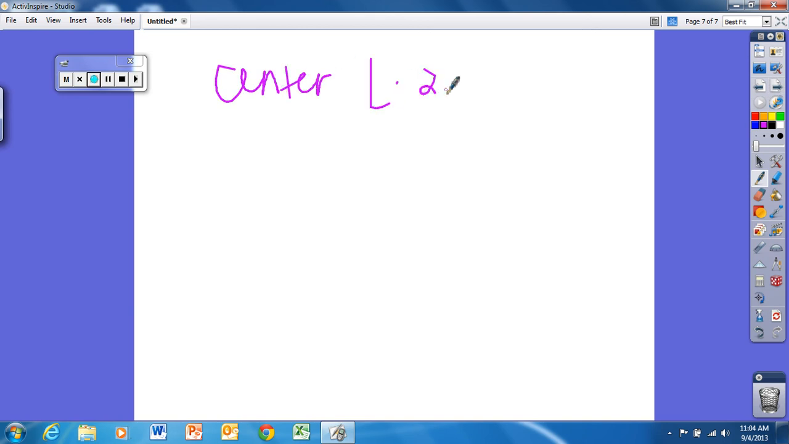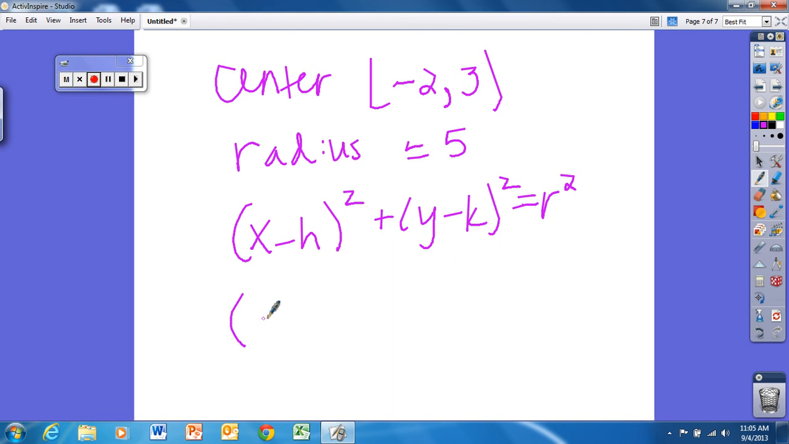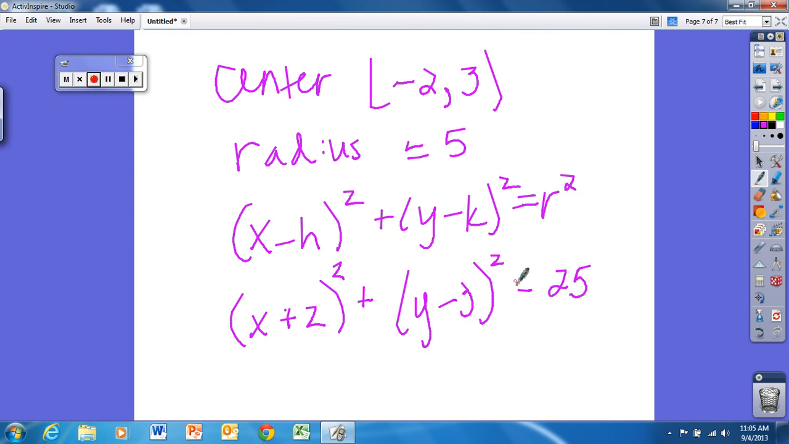So for instance, if I asked you to write the equation of the circle whose center was at (-2, 3) and whose radius is 5, the equation says (x - h)² + (y - k)² = r². So x minus h would be x plus 2, because it's minus a negative 2. And then (y - 3)² equals 25, because that's 5 squared.